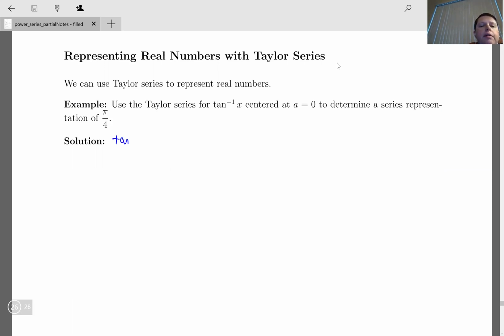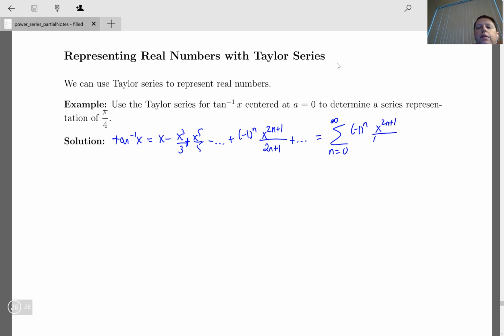So the Maclaurin series for arctangent is x minus x cubed over 3 plus x to the 5th over 5 minus dot dot dot plus negative 1 to the n, x to the 2n plus 1 over 2n plus 1, and we keep going. And that's the summation, going from 0 to infinity, negative 1 to the n, x to the 2n plus 1 over 2n plus 1. And that has an interval of convergence of negative 1 to 1.